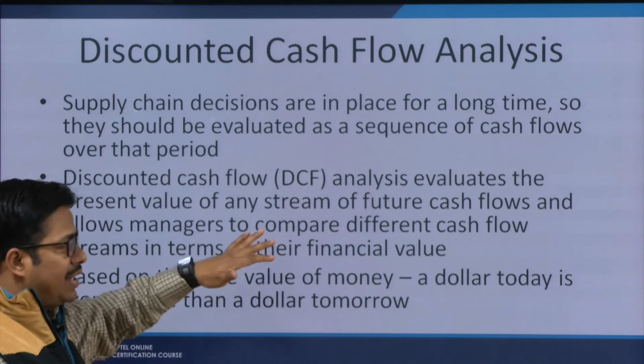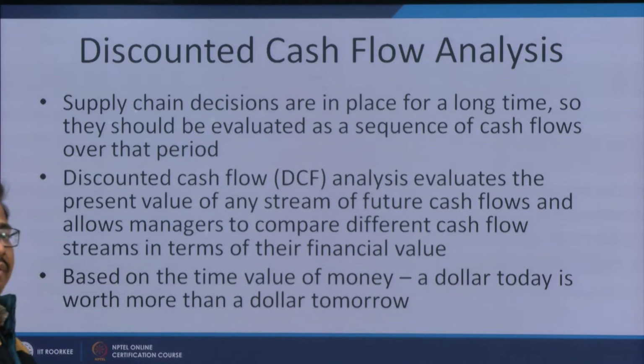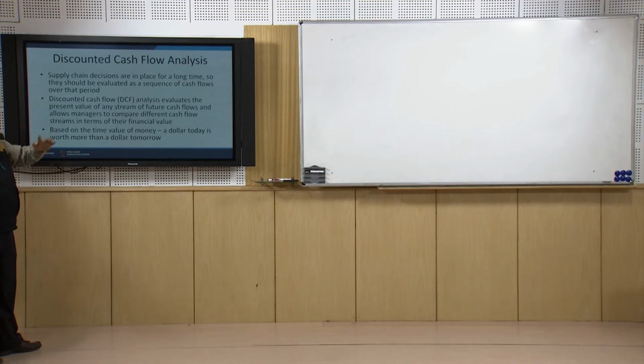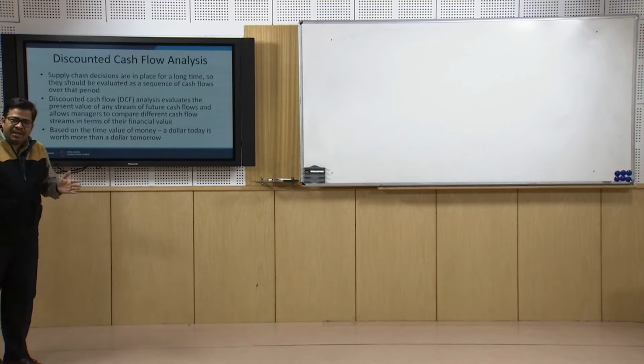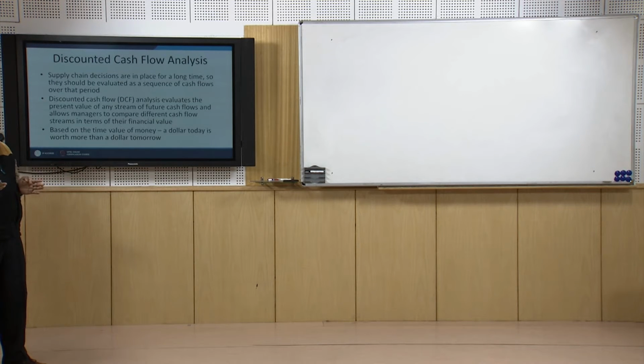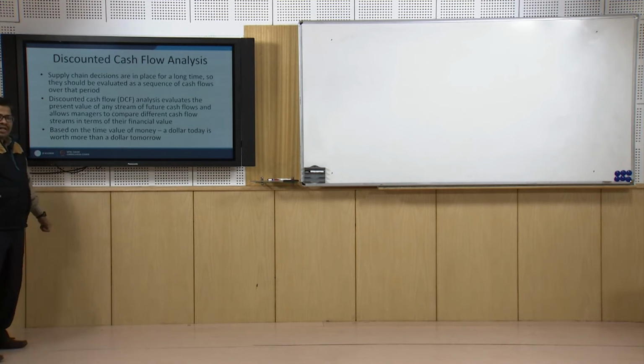So this is one very simple method where, over the alternatives which are available to us, we will calculate which alternative is giving how much cash flow to us, and depending upon that cash flow, we will take the decision that whichever alternative gives us maximum positive cash flow, that is the choice for our network decision. So now, what is this discounted cash flow analysis?